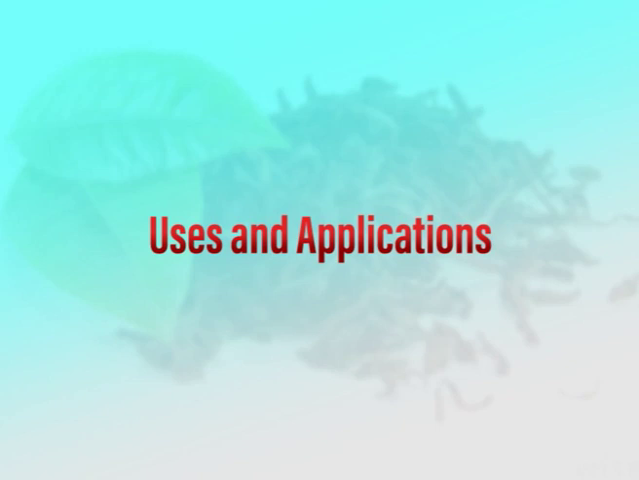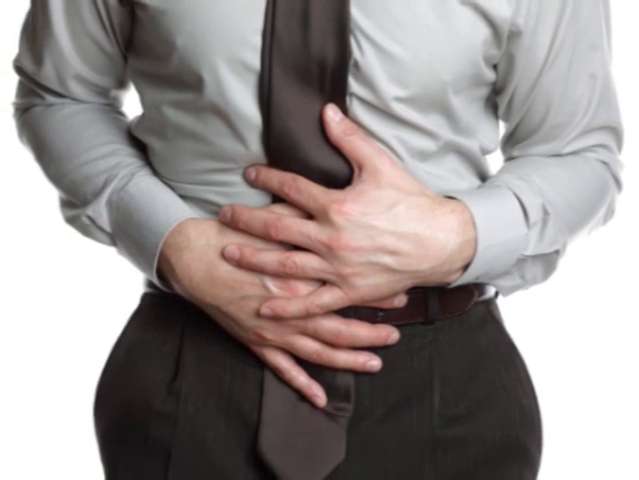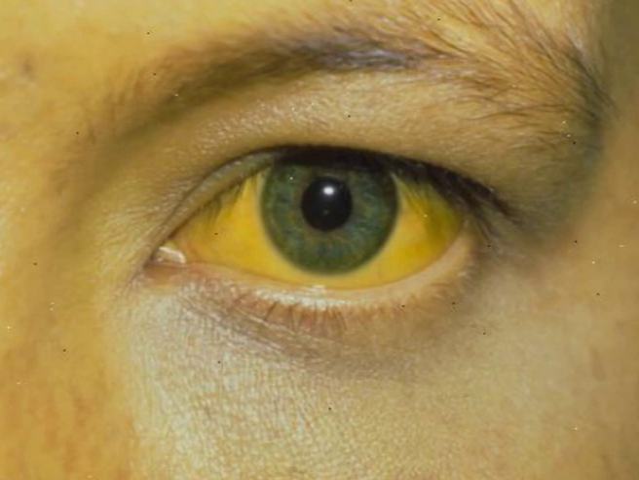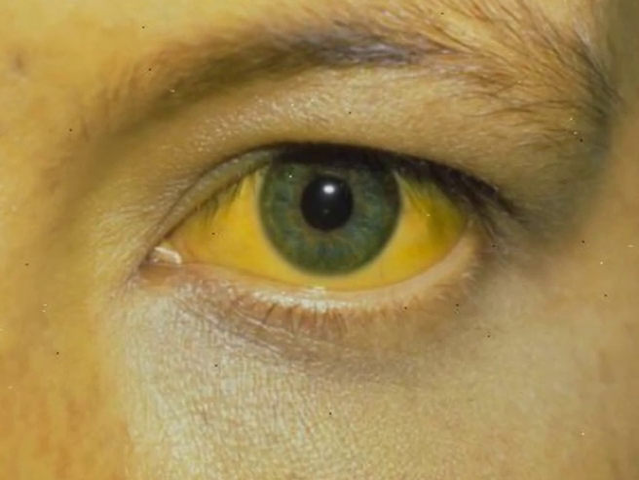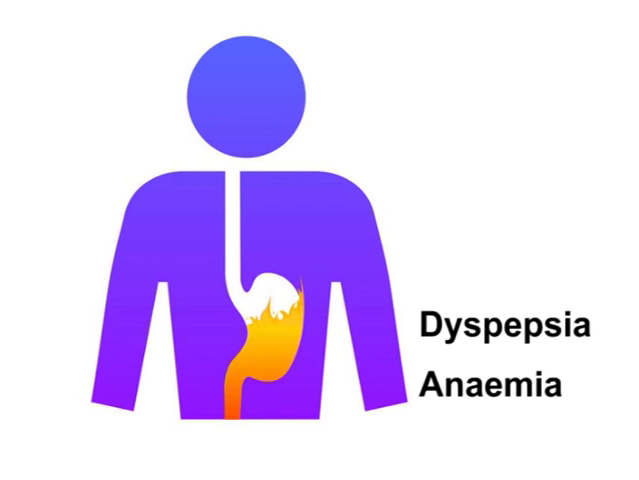Now, I am coming to the uses of amla. Amla has anti-diarrheal and anti-dysenteric action. Amla fruits are useful in jaundice and other liver diseases. The fruits have liver toning properties. Amla is effective in dyspepsia and anemia, where it is used with iron compounds.